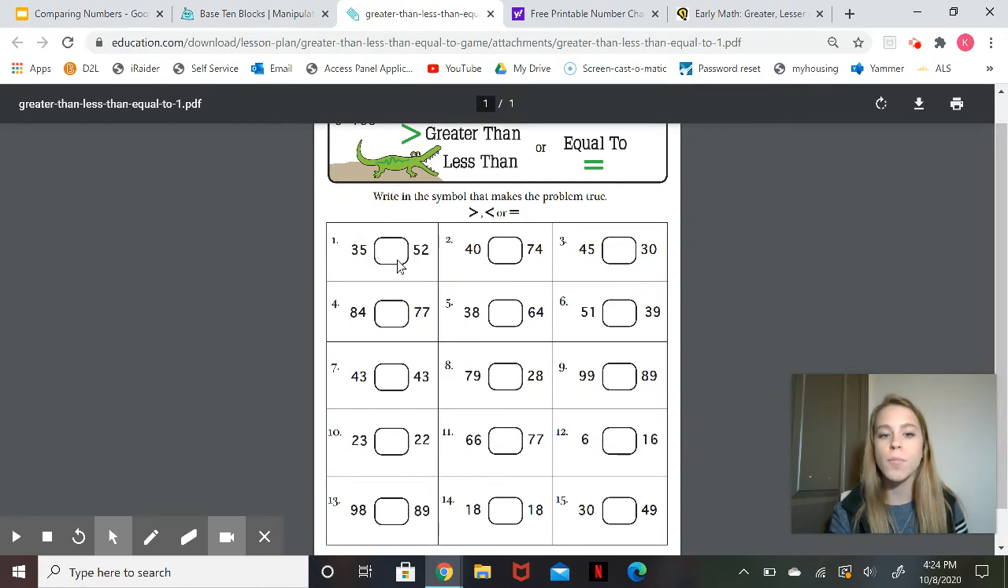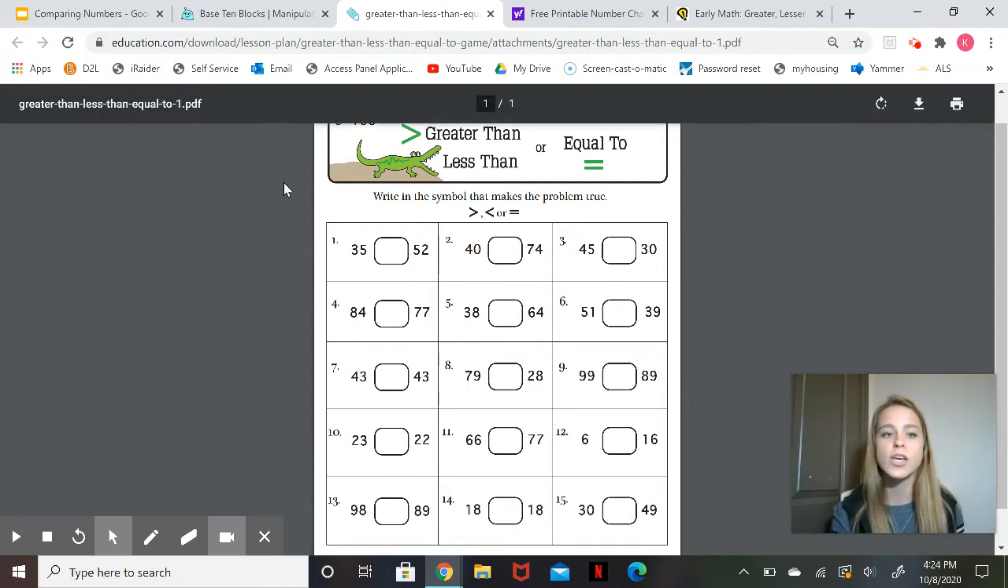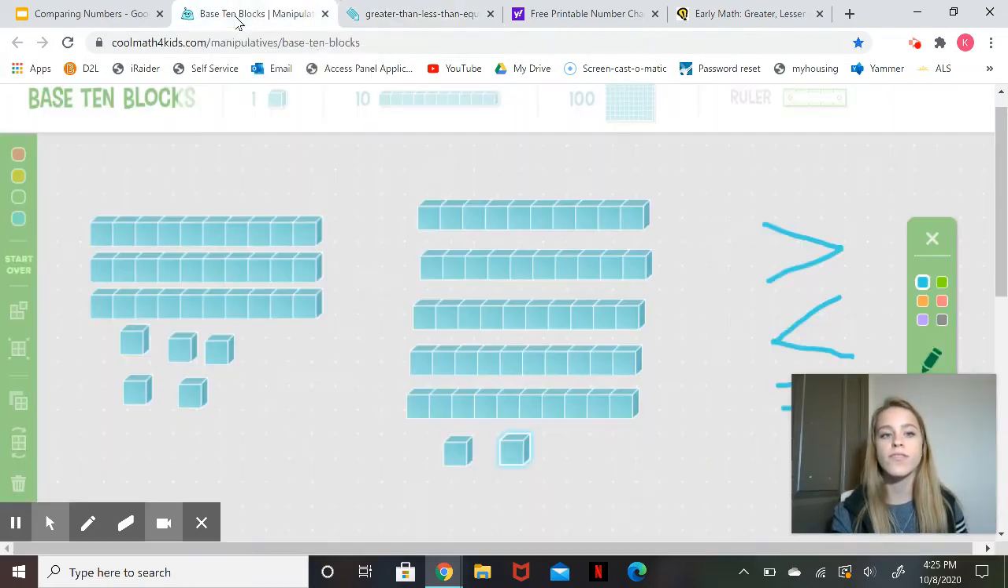And we're going to look at number 1. And it is 35 and 52, and then there's a space in the middle that we're going to fill in with one of these three signs. So I have 35 and 52 drawn out with base tens blocks, and you guys can go ahead and do this with the link as well. They're movable, and it's great. So I have 35 and I have 52 out, and if you notice, there are 3 tens for 35, and there's 5 tens for 52.